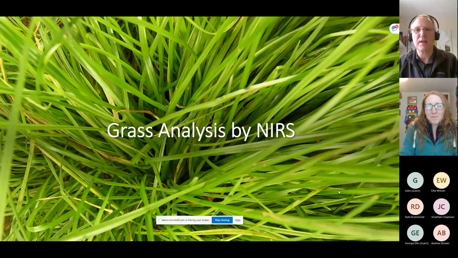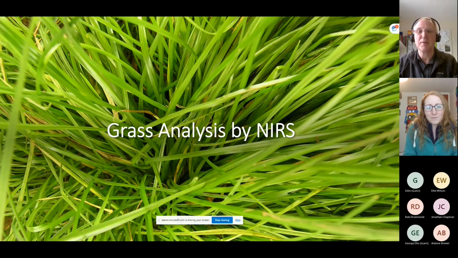So, grass analysis by near-infrared reflectance spectroscopy. I'm just going to give a wee bit of an introduction, and then I'm going to go through the different parameters and the way that analysis pans out. It shouldn't take more than 10 minutes, so apologies if it's too simple. If there are any more detailed questions, please ask, or we can refer to it at the end of the PowerPoint presentation.